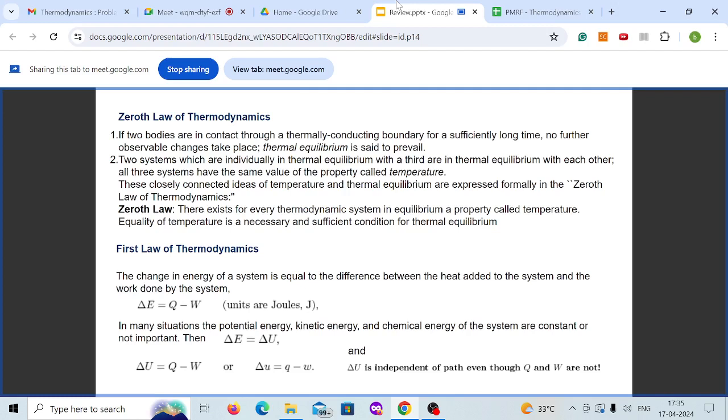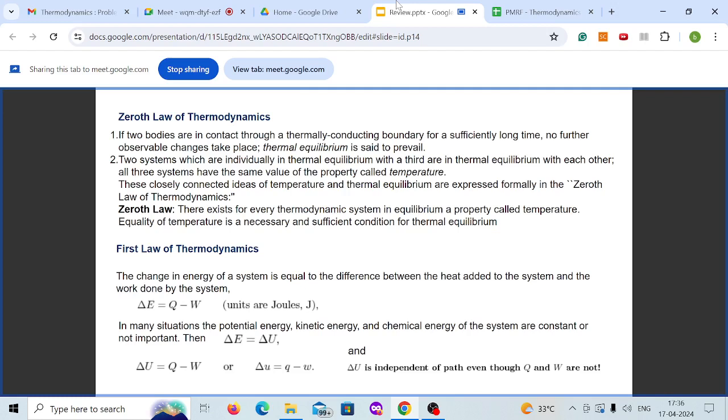This is how the first law comes out: delta E is equal to Q minus W. That is your first law. Then in most of the cases we deal with, we assume that for the system the potential energy and kinetic energy are negligible, and there is no chemical reaction or chemical energy of the system. So we neglect that, and then the energy change delta E becomes equal to the internal energy change delta U.